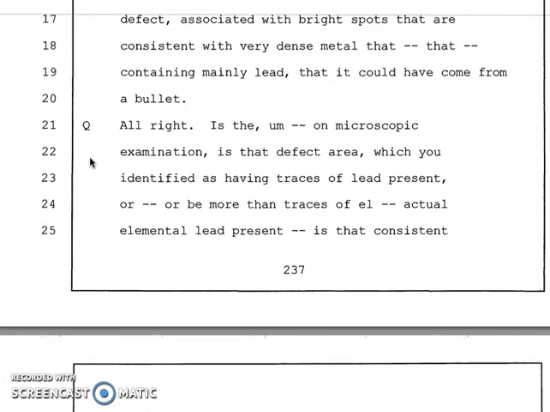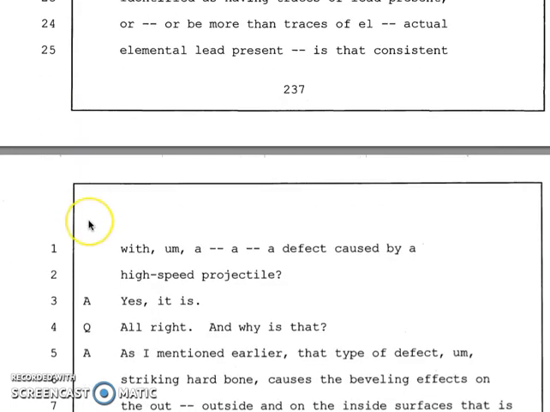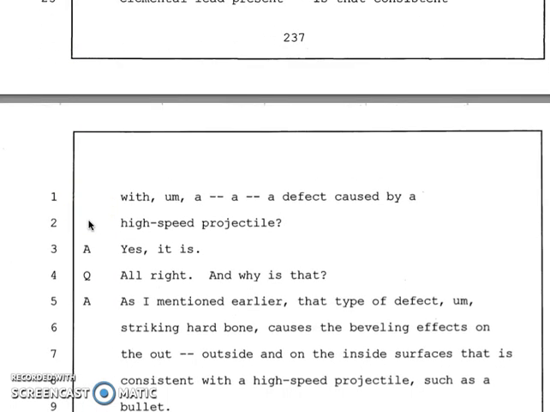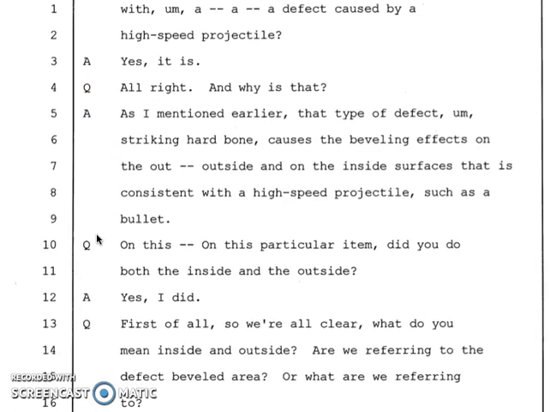All right, on microscopic examination, is that defect area which you identified as having traces of lead present, or more than traces of actual elemental lead present, consistent with a defect caused by a high-speed projectile? Yes, it is. All right, and why is that? As I mentioned earlier, that type of defect, striking hard bone, causes the beveling effects on the outside and on the inside surfaces that is consistent with a high-speed projectile such as a bullet.